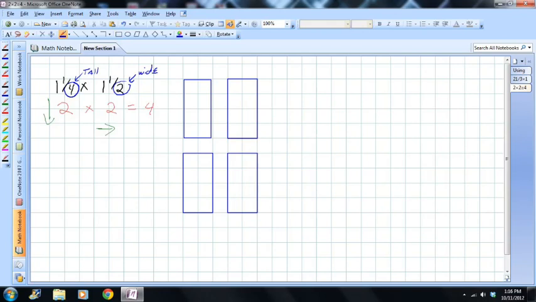Now let's see how we're going to start separating these into smaller segments and shading. Let's only look at the 1 1/4 right now. That denominator is a 4, so that tells me I need to separate these into 4 equal pieces going down.